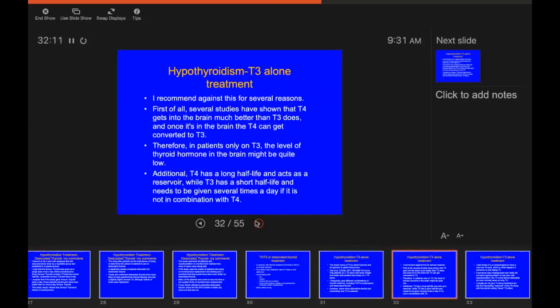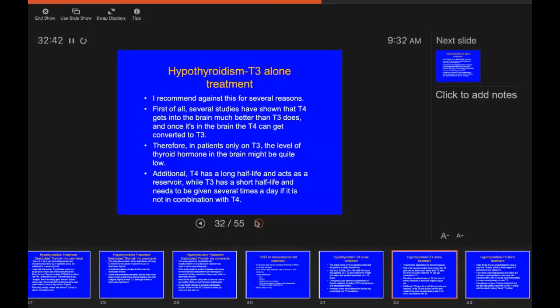First of all, several studies have shown that T4 gets into the brain much better than T3 does. Both in animals and humans, the T3 doesn't go into the brain that well. The T4 gets into the brain, and then in the brain can get converted to T3. So I do think it's helpful to give T4 and T3. Otherwise, the level in the brain might be quite low. I had these patients that got sent by another clinic on this T3, and I switched them over to T4, T3. They all do much better.